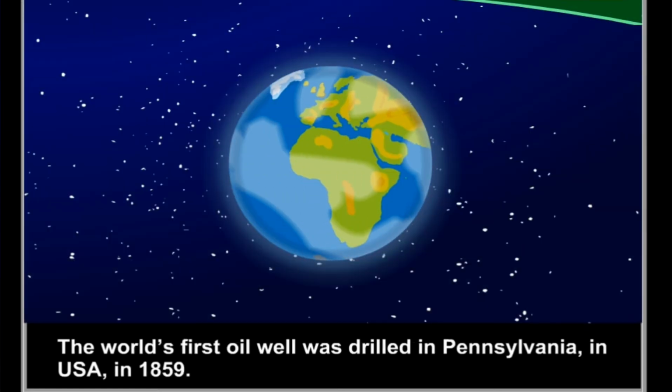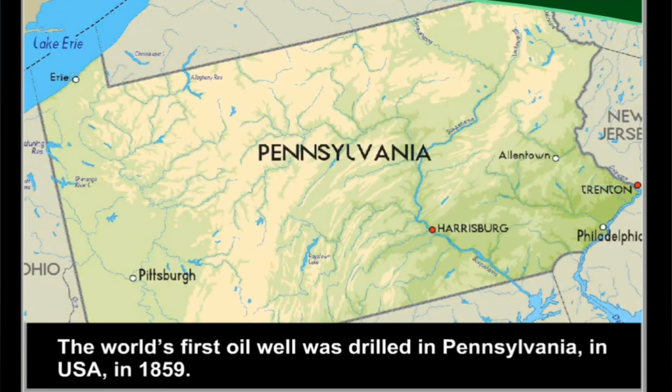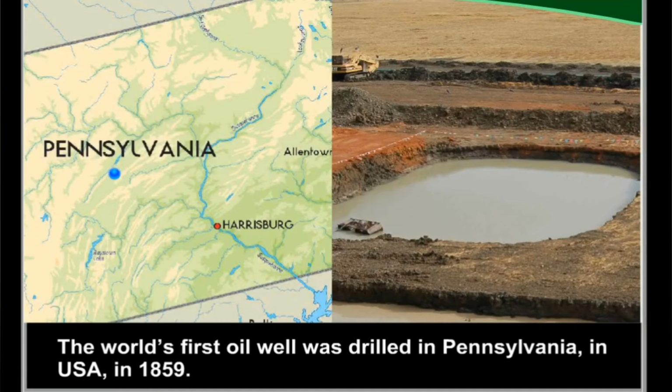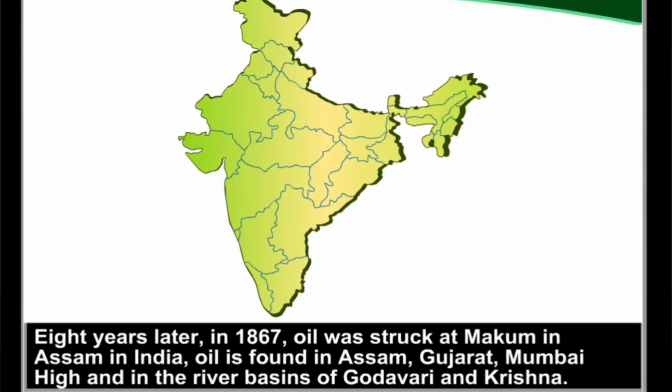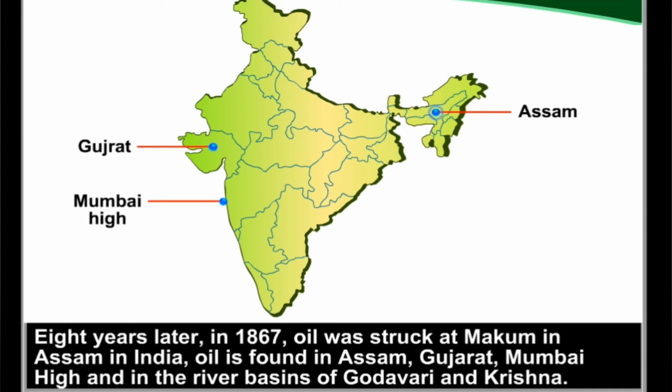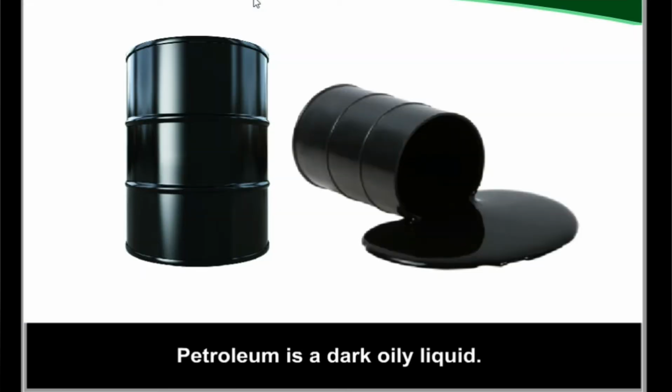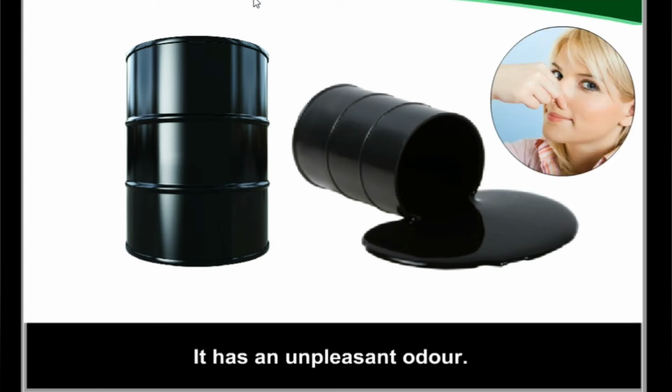Now, the world's first oil well was drilled in Pennsylvania in USA in 1859. Eight years later, in 1867, oil was struck at Makum in Assam in India. Oil is found in Assam, Gujarat, Mumbai High and in the river basins of Godavari and Krishna in India. Petroleum is a dark, oily liquid. It has an unpleasant odor.